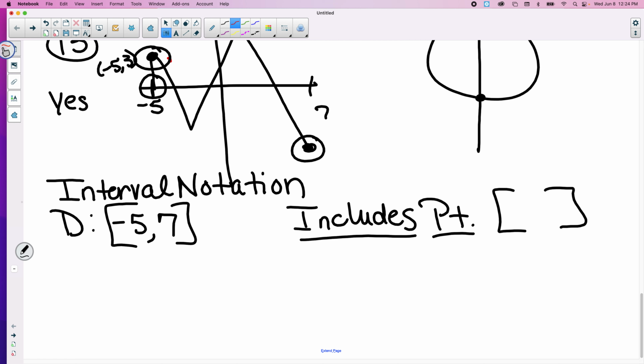If it was an open point, or if it didn't include those, instead of brackets, we use parentheses. But it's still a range of values. So what that says is everything between negative 5 and 7, including negative 5 and 7. Okay, what if they don't have points?